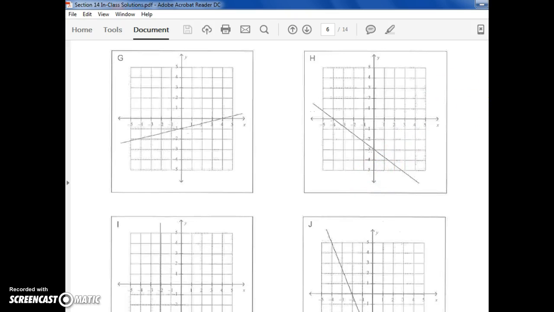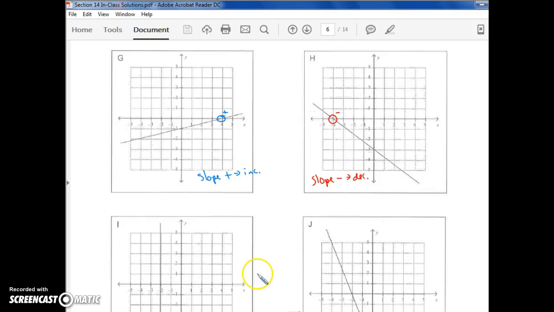For graph G, we've got a positive x-intercept right there, so positive 0. And the graph is rising as we go left to right, so it has a slope that is positive, and it's also increasing. For graph H, we have a negative value here, so negative 0. And the graph is falling from left to right, so that's a slope of a negative value, decreasing.